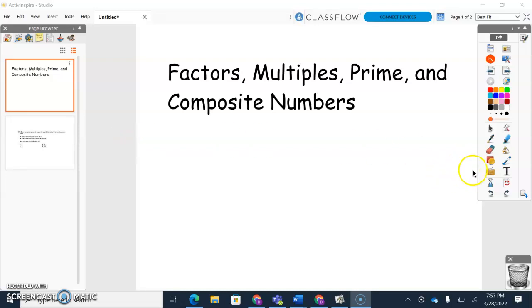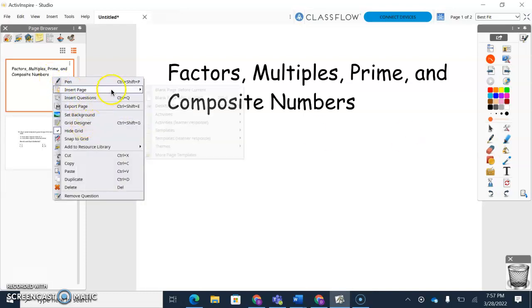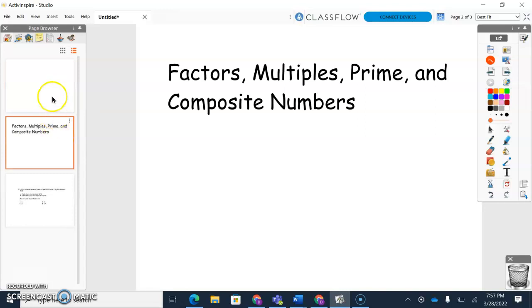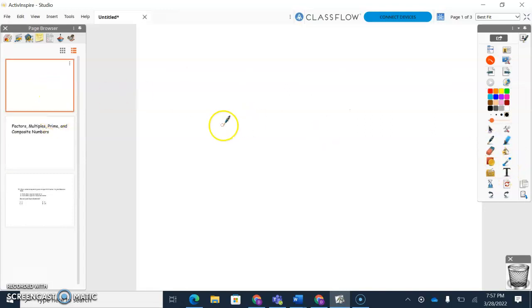All right, so in this lesson, we're learning about factors, multiples, prime, and composite numbers, all right? So let's first look at factors. We know factors are two numbers that you multiply to get a number.